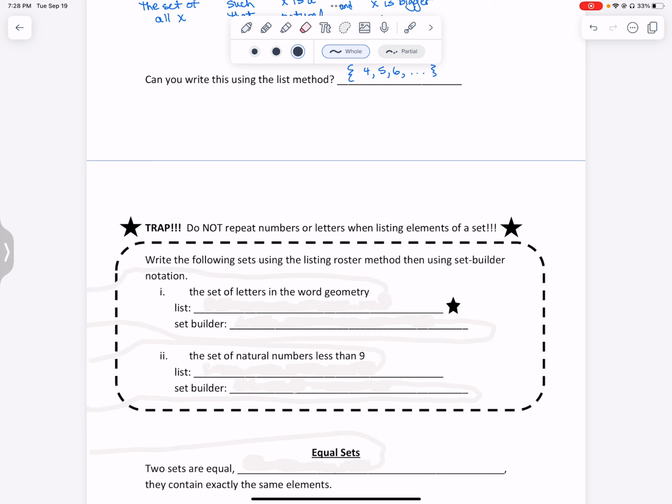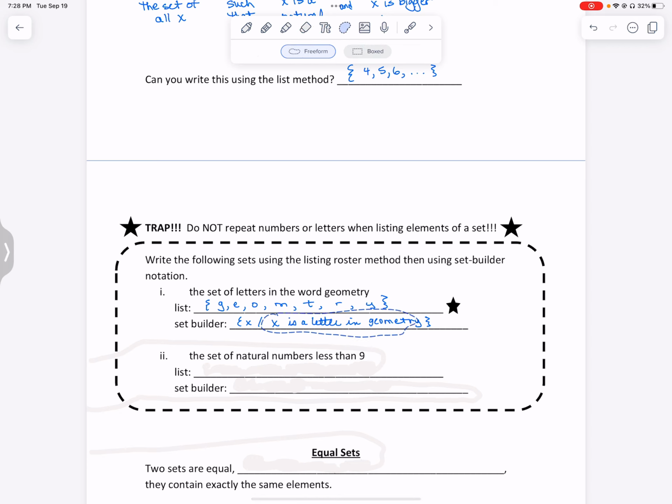Okay. So here's an example. The set of letters in the word geometry. So you're going to just list them. Notice that I have an E here, but I also have an E down there. I don't write it twice. So I'm not going to have the same number of letters as I do in the word geometry. In set builder notation, you would have the little x with the slash, right?